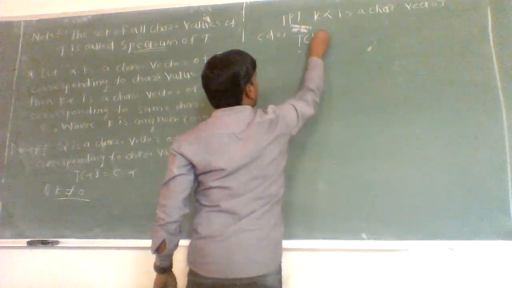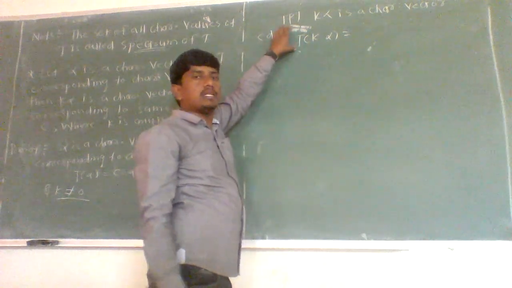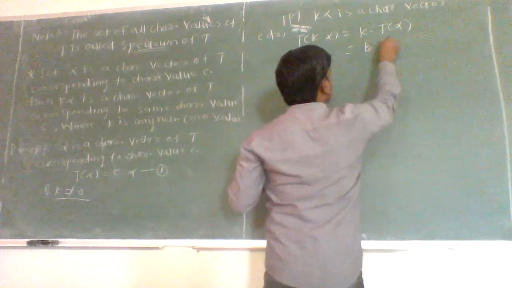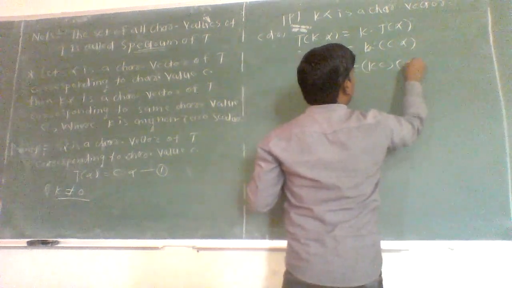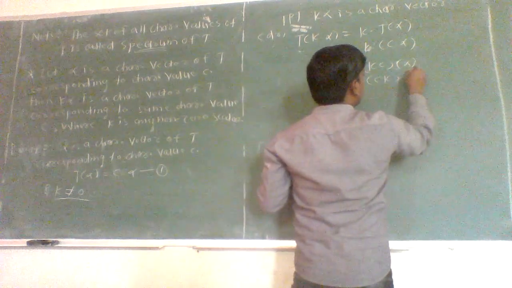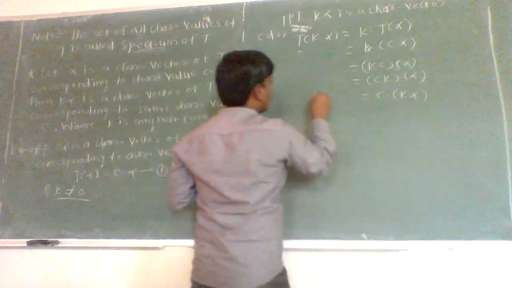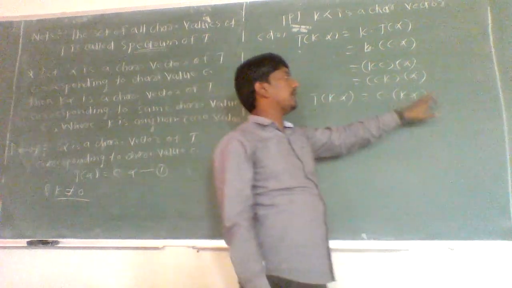Consider T of K alpha. But we know that T is a linear operator. As it is a linear operator, it obeys the linearity property, which is nothing but K into T of alpha. But from equation 1, T of alpha is nothing but C into alpha, so this is K C alpha, which is C K alpha, which is nothing but C into K alpha. So here we have proved that T of K alpha is nothing but C into K alpha.